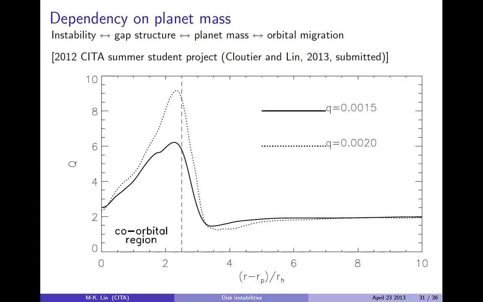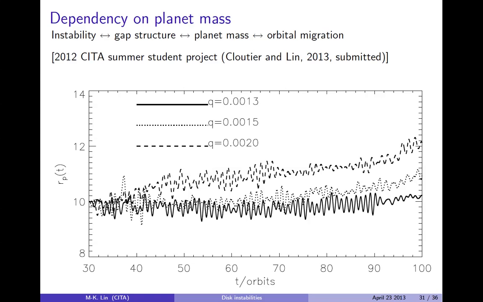So Ryan Clute here did a couple of simulations varying the planet mass while keeping the disk model fixed. And what he found was it is the effect of the planet mass on the sharpness of the edge that is really what matters. So here are 3 simulations, as I said, same disk model for different planet mass. The solid line is the case for 1.3 Jupiter mass, the dotted line 1.5 Jupiter mass, and the dashed line 2 Jupiter mass. So as I increase the planet mass, I'm increasing the instability strength, and therefore making the planet migrate outward more rapidly.